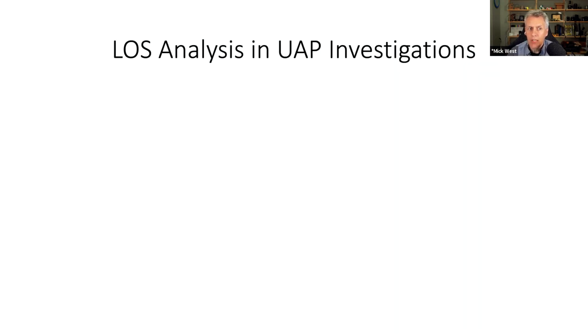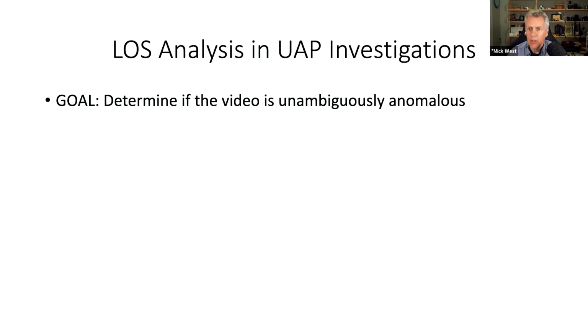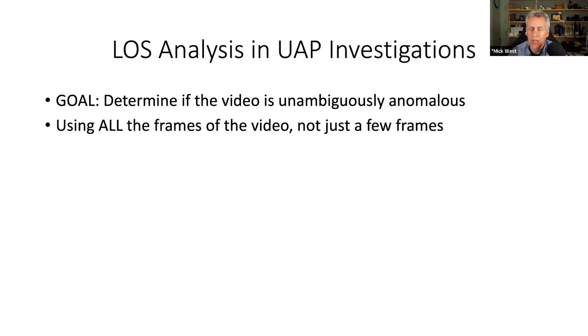So what do we do with line of sight in UAP investigations? Well, our goal in UAP investigations is to find out if something is anomalous, unambiguously anomalous, meaning that it's something we can't identify by conventional means. When we have a video, we want to try to use all the frames in the video. We don't want to just pick a couple of frames and analyze those. We've got every single frame, and we want to use as much of it as possible.